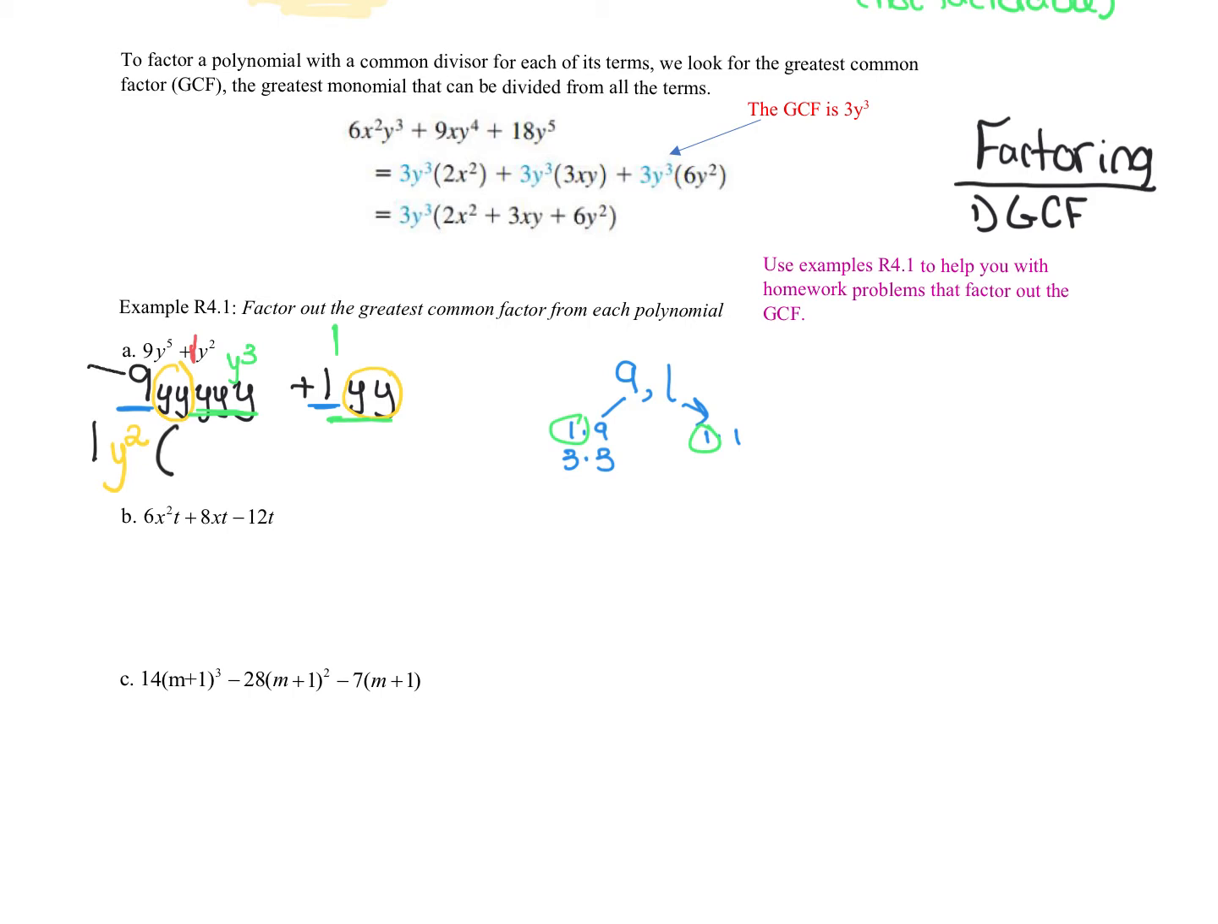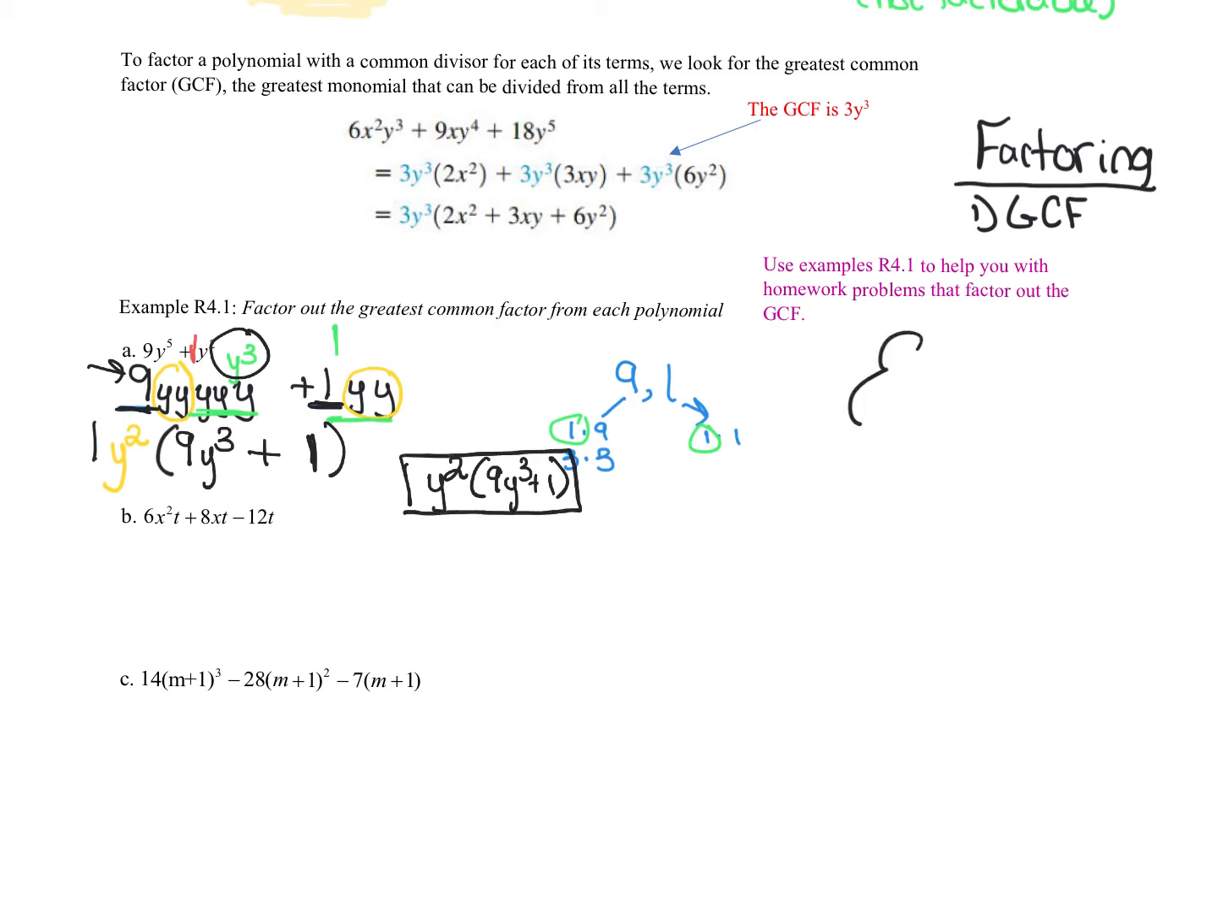Don't forget about the 9 out front because we pulled out a 1. So 9 right here divided by the 1 that I pulled out is 9. And then y cubed, this y cubed that was left, plus 1 right here divided by the 1 out front is a 1. We need that for the placeholder, and there's no letters left here. So my cleaned up answer is y squared times (9y cubed plus 1). Here's my answer.